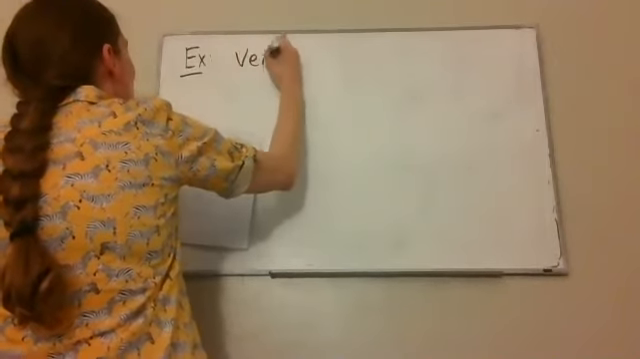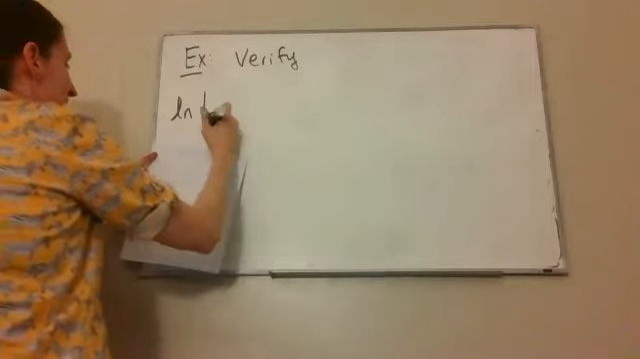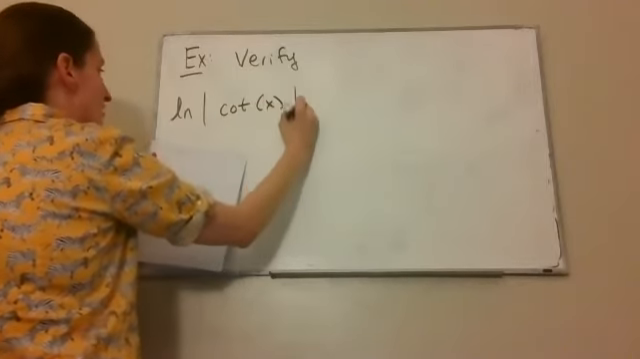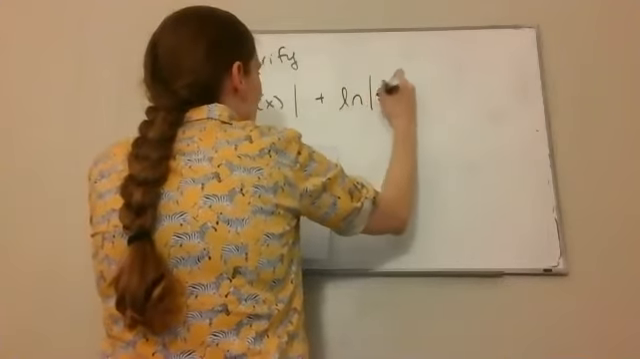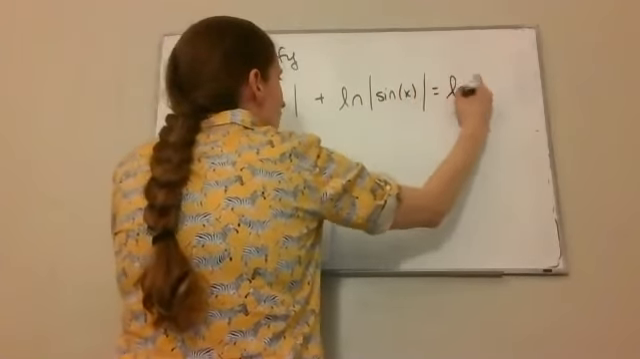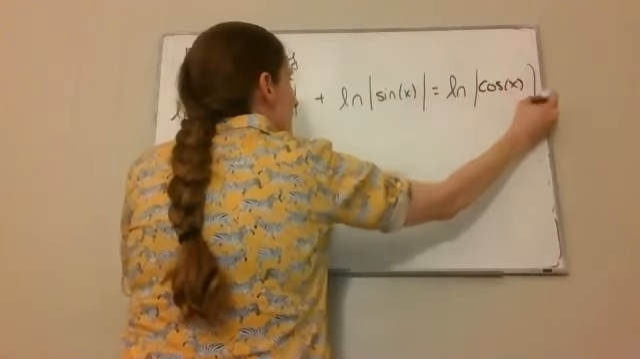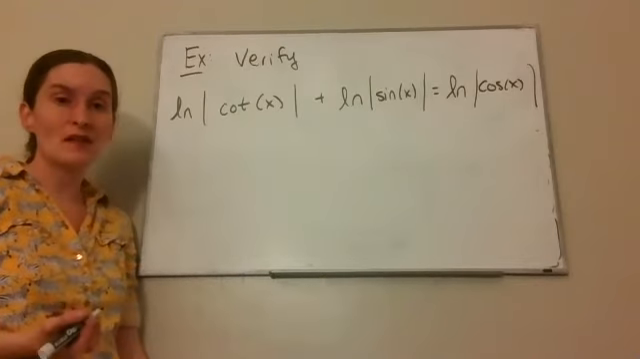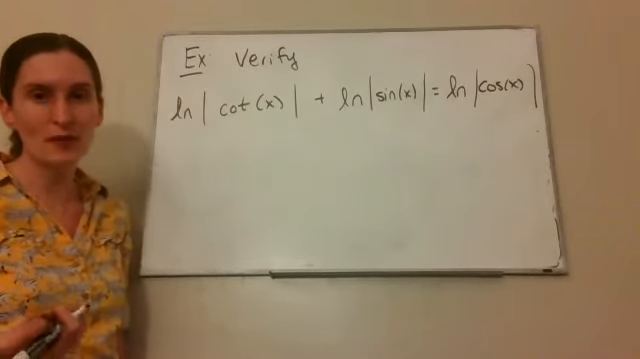So here's a different example for us. Let's verify an identity: natural log of the absolute value of cotangent x plus natural log of the absolute value of sine x equals natural log absolute value of cosine x. And what I personally would use on this one is my logarithm properties. Hopefully you all remember those.